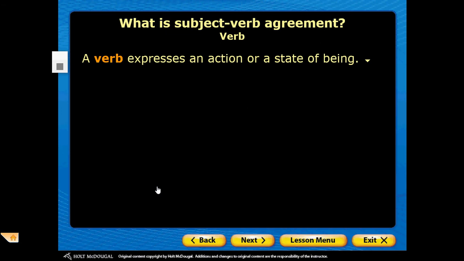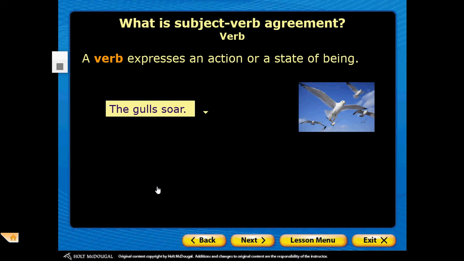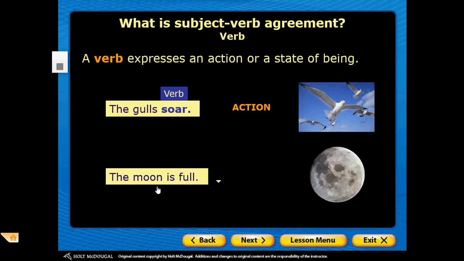A verb expresses an action or a state of being. The girls saw. So the verb would have to be saw, because it tells us what the girls do. So this is an action, of course. The moon is full. So what is the verb that expresses the state of the moon? That one's a little tricky. I think that one's is. Is, yes, because it's a state or a linking verb in this case. We'll be studying different types of verbs later on. We call this a state of being here.